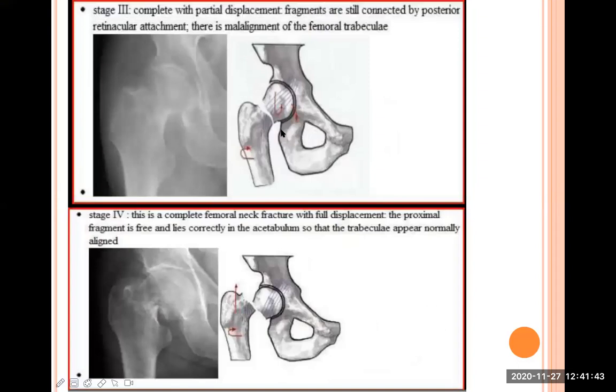Stage 3 or Garden 3, complete with partial displacement. See there? They are not exactly in a straight line. And stage 4, complete femoral neck fracture with full displacement. The proximal fragment is free and lies correctly in the acetabulum, whereas the distal fragment is usually pulled up by the connection of the muscle. So there is a clear-cut displacement. So this is Garden 4, which has the worst prognosis among all.